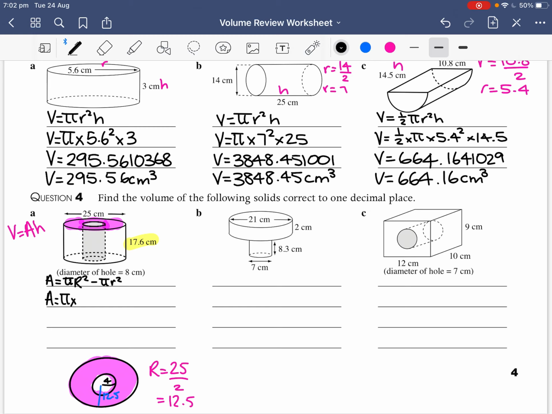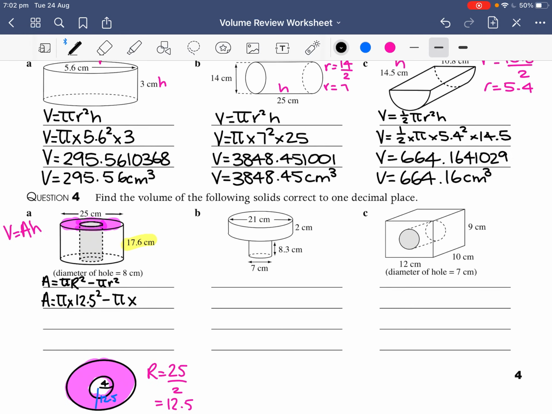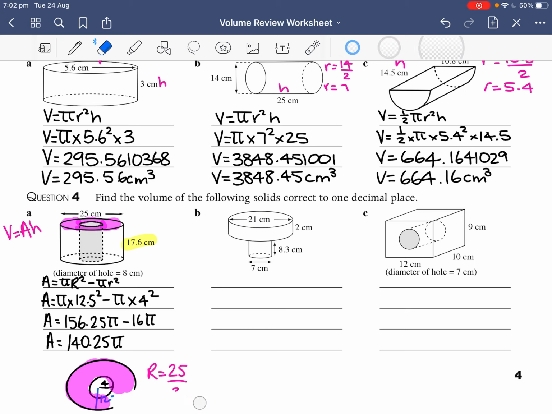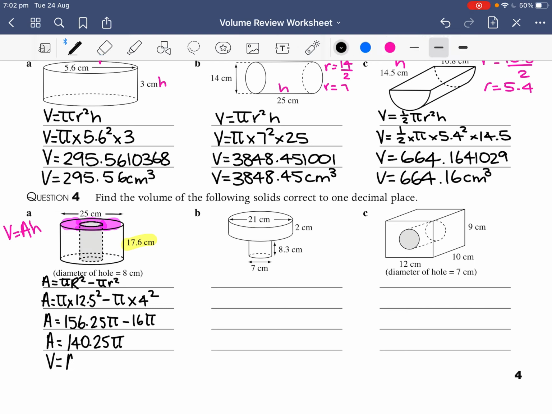So we'll have area equals pi times 12.5 squared minus pi times 4 squared. So 12.5 squared is 156.25. So we have 156.25 pi minus 16 pi. So what this equals is 156.25 minus 16 is 140.25 pi.